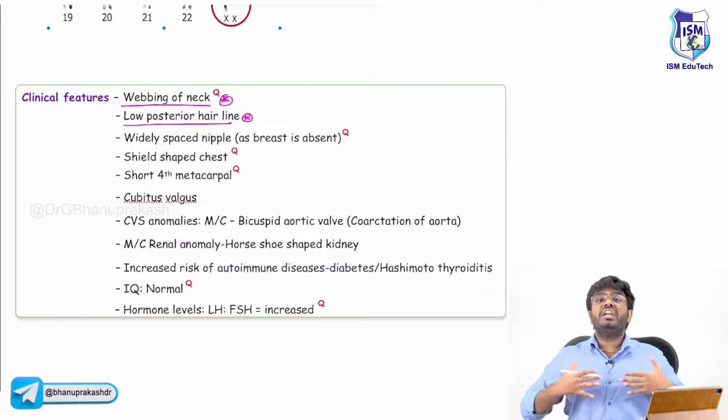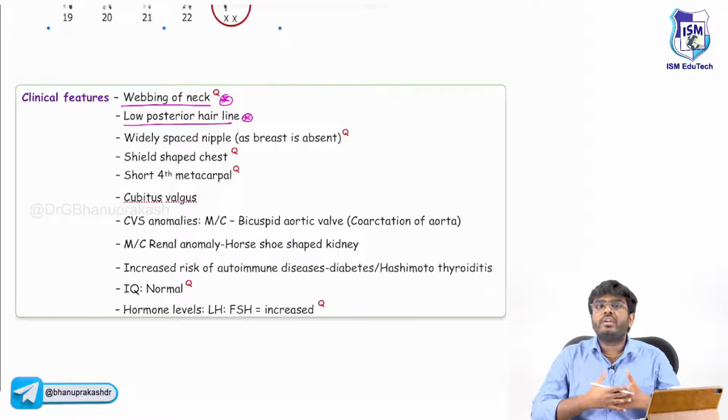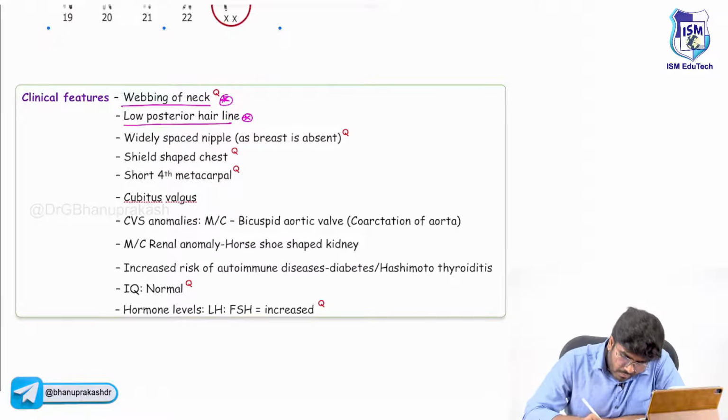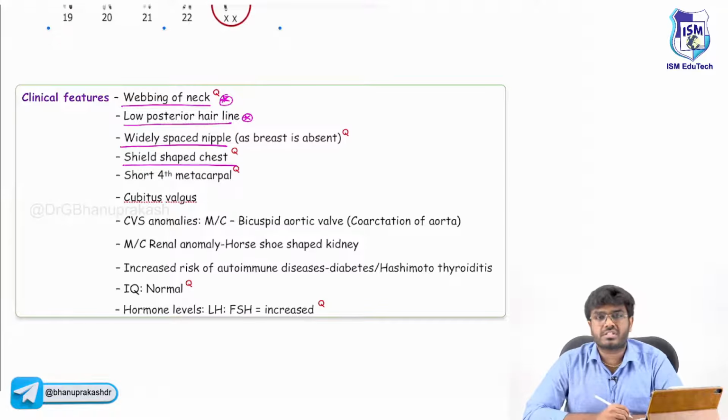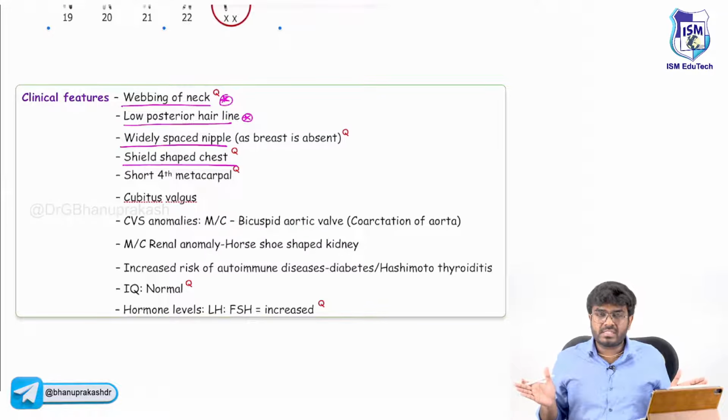Now she is going to have a shield-shaped chest. She is not going to have a proper breast. Her chest will look like a shield, sir. Widely spaced nipples with a shield-shaped chest. The nipples are going to be widely spaced because her chest is like a shield.